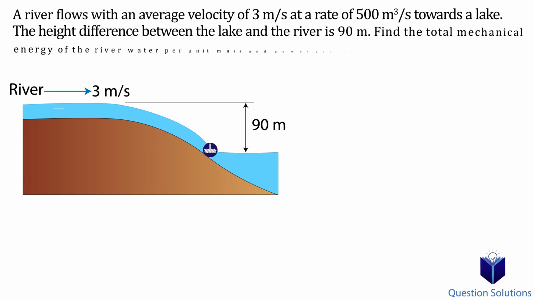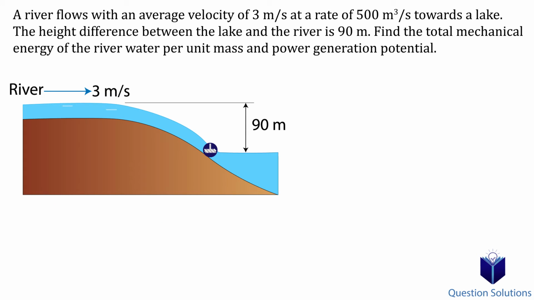Let's take a look at one last example. Here, we have a river flowing towards the lake with an average velocity of 3 meters per second at a rate of 500 cubic meters per second. The difference in height between the river and the lake is 90 meters. We need to figure out the total mechanical energy of the river water per unit mass and the power generation potential. Notice that we're given a rate of 500 cubic meters per second, so that's volume dot, in other words, volume flow rate. We also have the velocity of the river water, which is 3 meters per second, and the height is 90 meters. So first, we need to calculate the total mechanical energy.